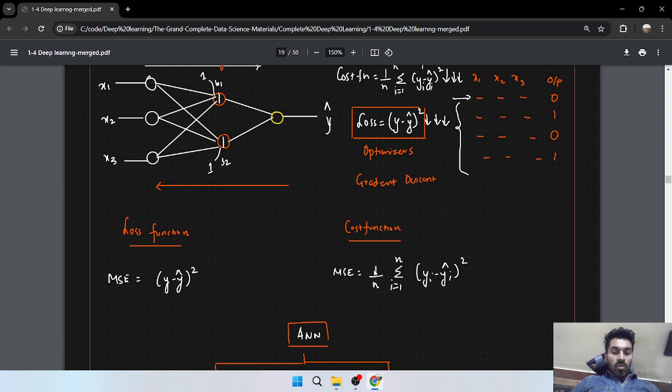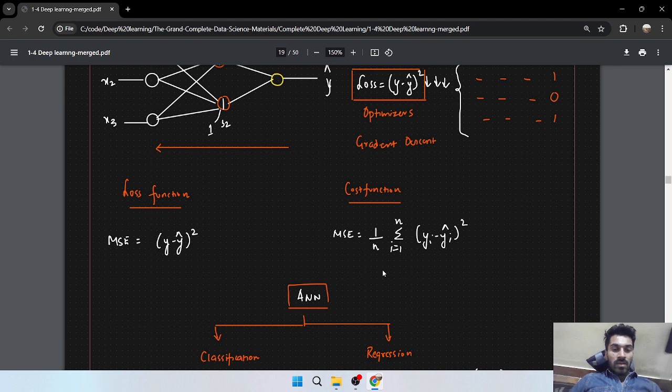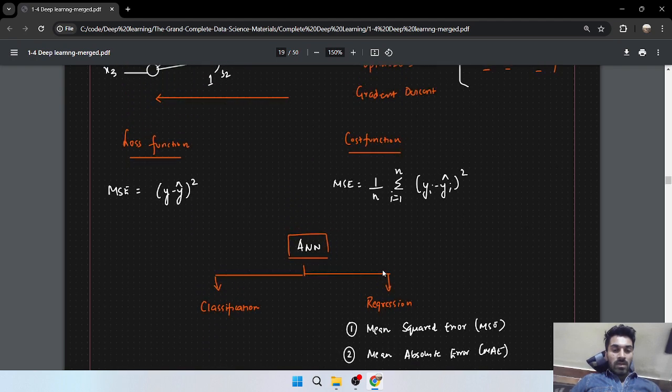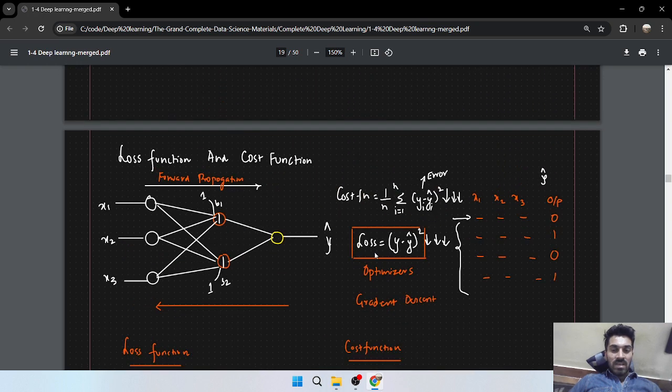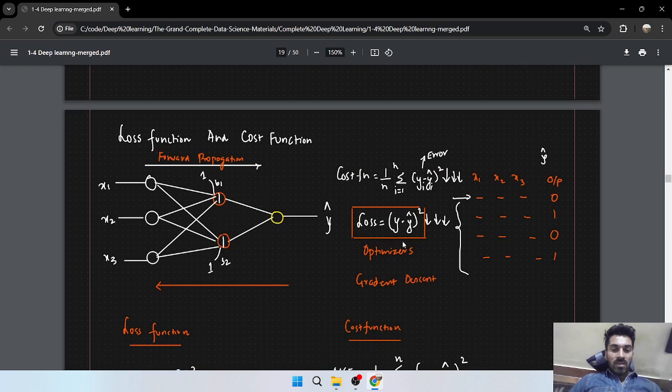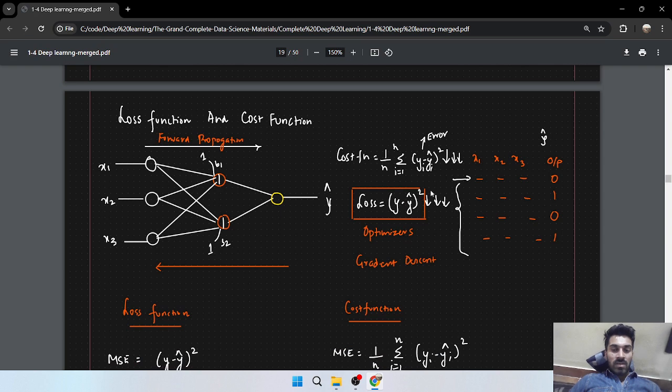So cost function or loss function, no, it is written in a wrong way. It is known as cost function and it is known as loss function. Cost is for one data point and loss is for all the summations. I think this is written wrong. Wait, I will check it.